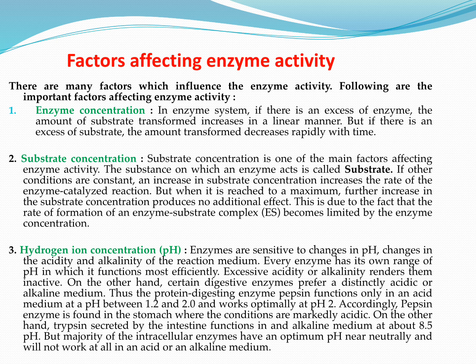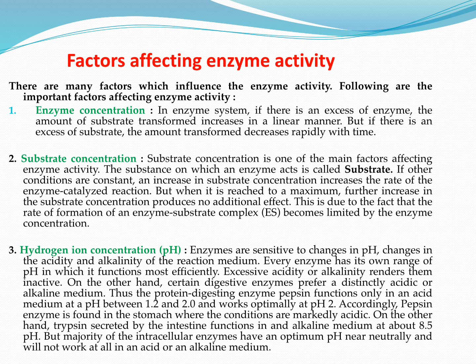Second one is the substrate concentration. Substrate concentration is one of the main factors affecting enzyme activity. The substance on which the enzyme acts is called the substrate. If other conditions are constant, an increase in substrate concentration increases the rate of the enzyme-catalyzed reaction. But when it has reached a maximum, further increase in the substrate concentration produces no additional effect. This is due to the fact that the rate of formation of an enzyme-substrate complex becomes limited by the enzyme concentration.